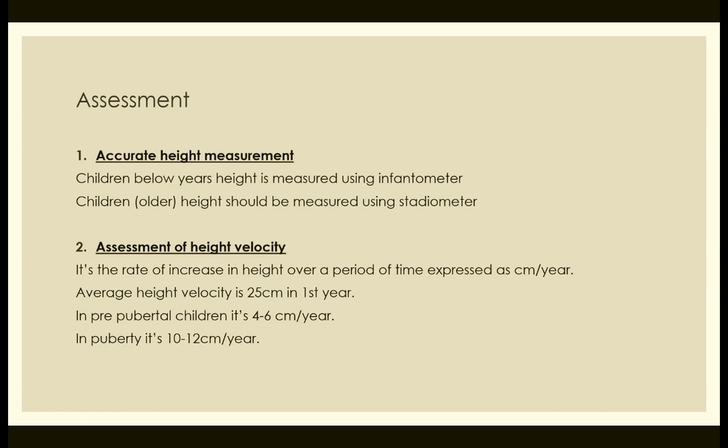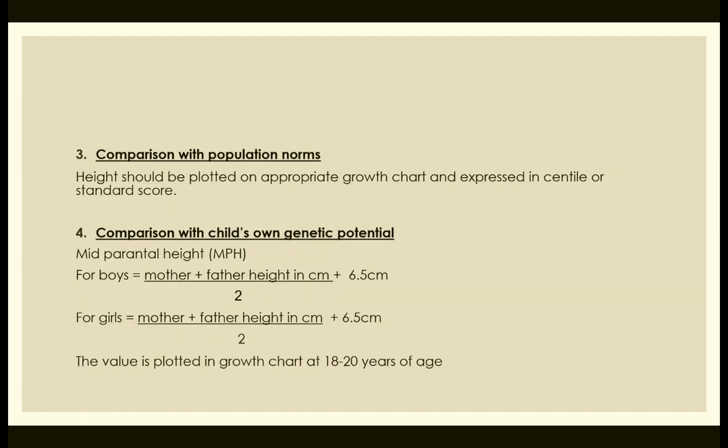The average height velocity is 25 centimeters in the first year. In prepubertal children, it is 4 to 6 centimeters per year. In puberty, it is 10 to 12 centimeters per year. Next, comparison with the population norms.